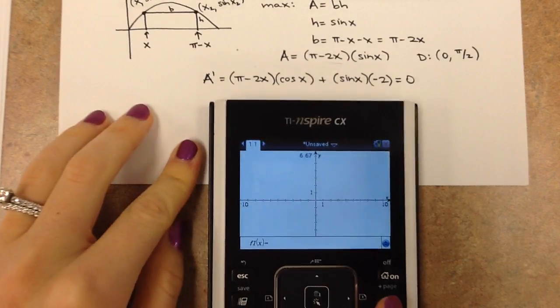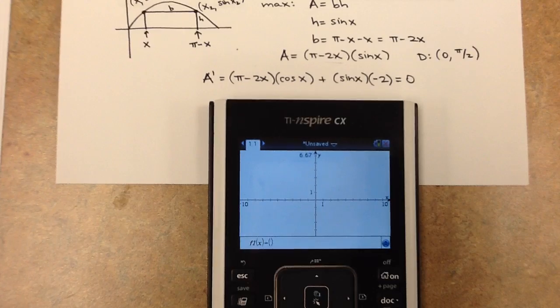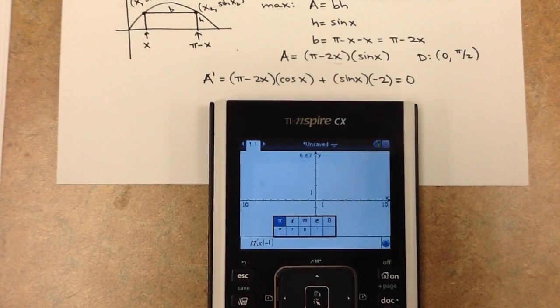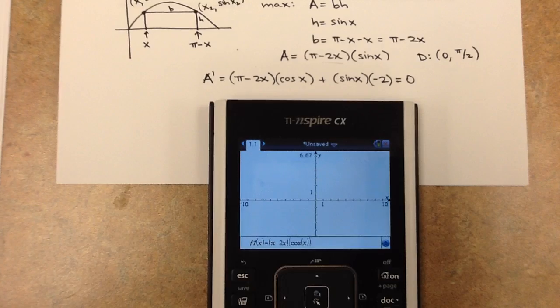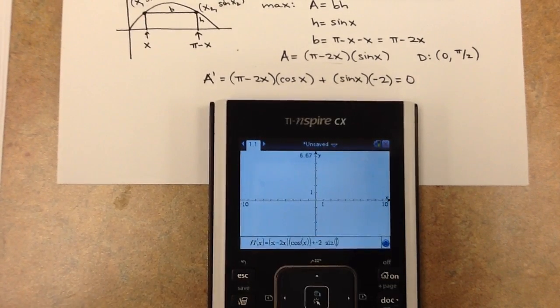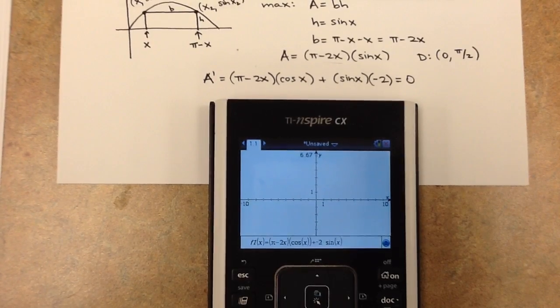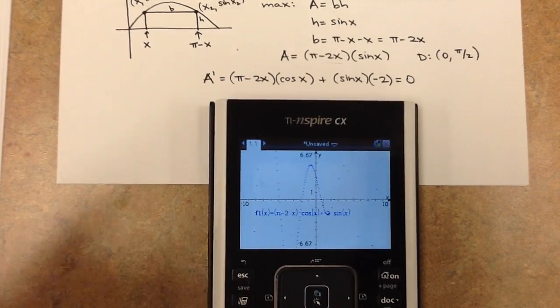So we're going to plug this function in. In parentheses we have pi, and the pi is down by the h. Pi minus 2x, and then times the quantity cosine of x plus negative 2 times sine of x. Okay, so graph that, and then I know what my domain is.